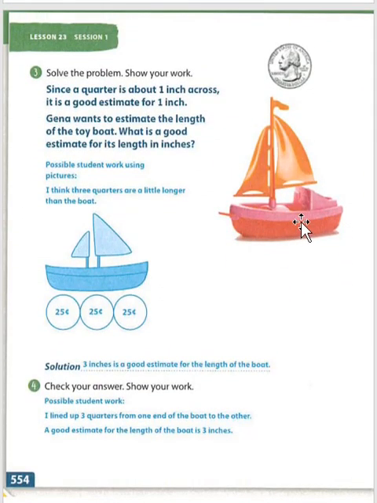Write it if you want to. Don't if you don't. Since a quarter is about 1 inch across, it is a good estimate for 1 inch. Gina wants to estimate the length of a toy boat. What is a good estimate for the length in inches? Well, here's her toy boat. So you could take a quarter and go 1, 2, 3. About 3. It's close to 3. 3 inches is a good estimate for the length of a boat.